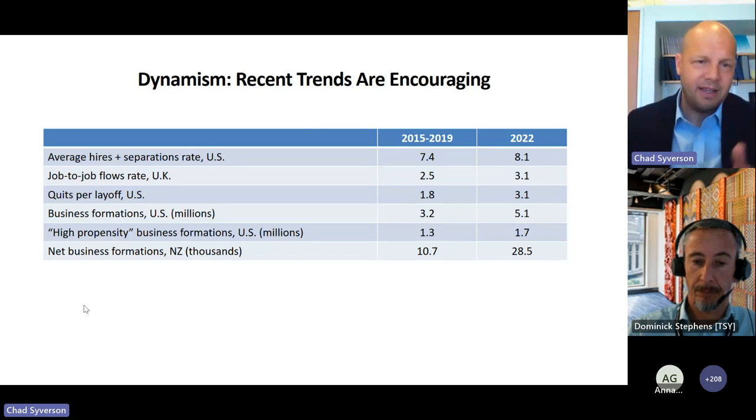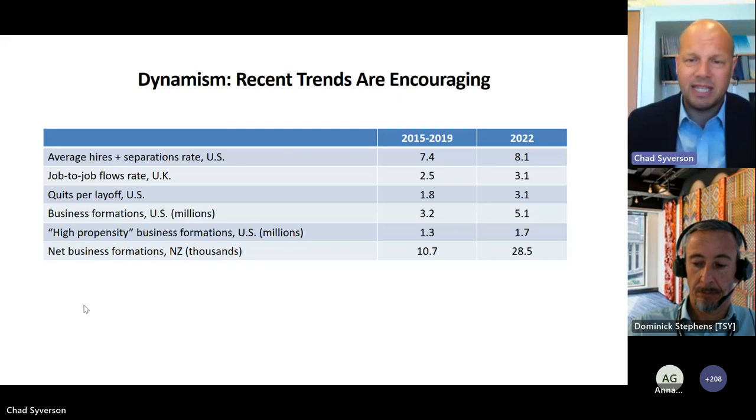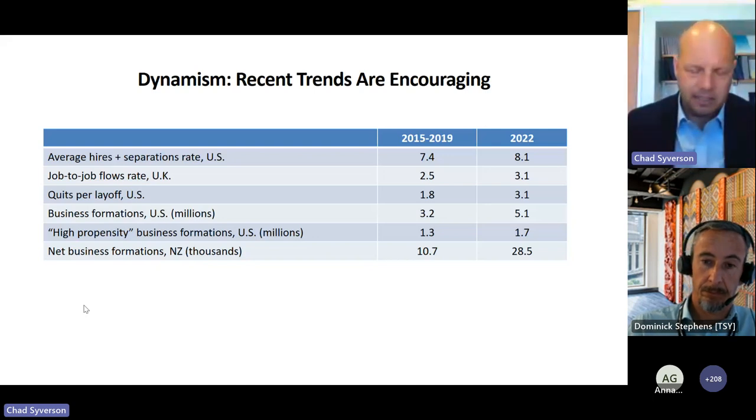As you can see, I've got hires and separation rates, which I already mentioned for the US. You see this in job-to-job flow rates in the UK, and you see it in New Zealand in terms of business formations. All of these things are up above where they were pre-pandemic. They haven't by any means reversed the decades-long slowdown, but it's really been the first movement in the other direction we've been seeing in a long time.